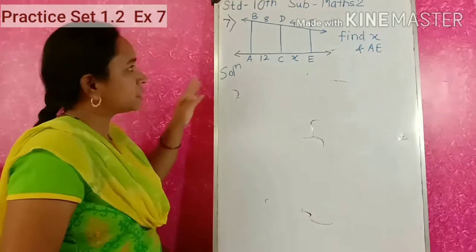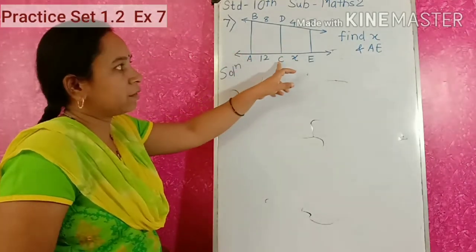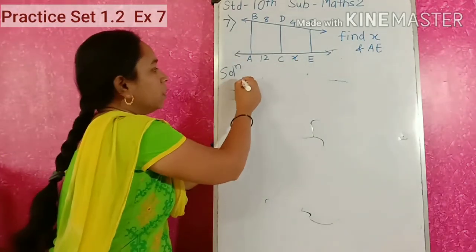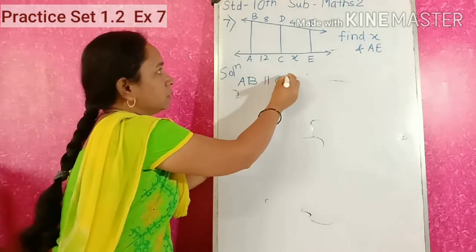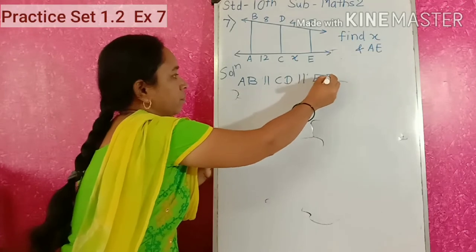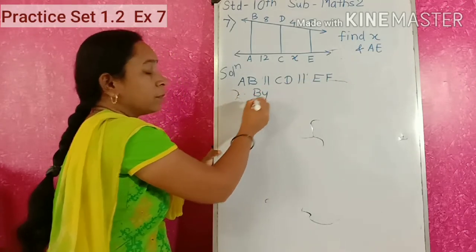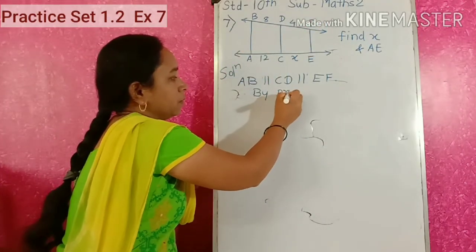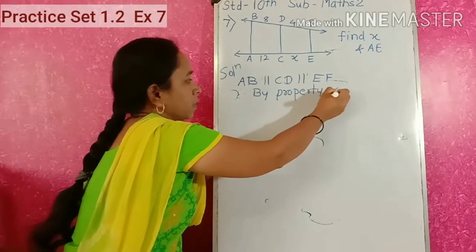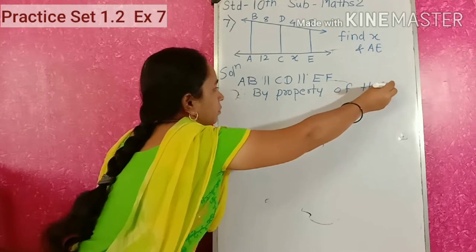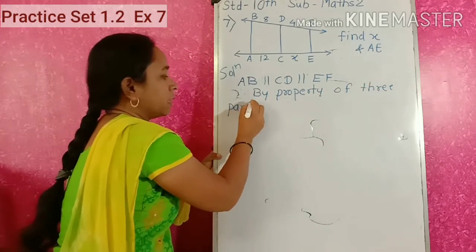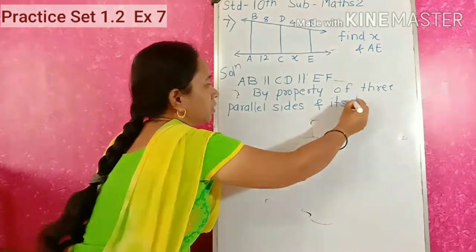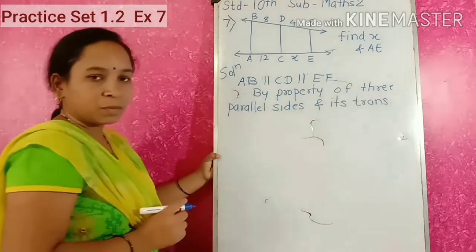Seventh example. In this example, they have said that AB is parallel to CD and is parallel to EF, and we have to find the value of X. So here AB is parallel to CD is parallel to EF. Therefore, by the property of three parallel lines and their transversal, what does the property say?